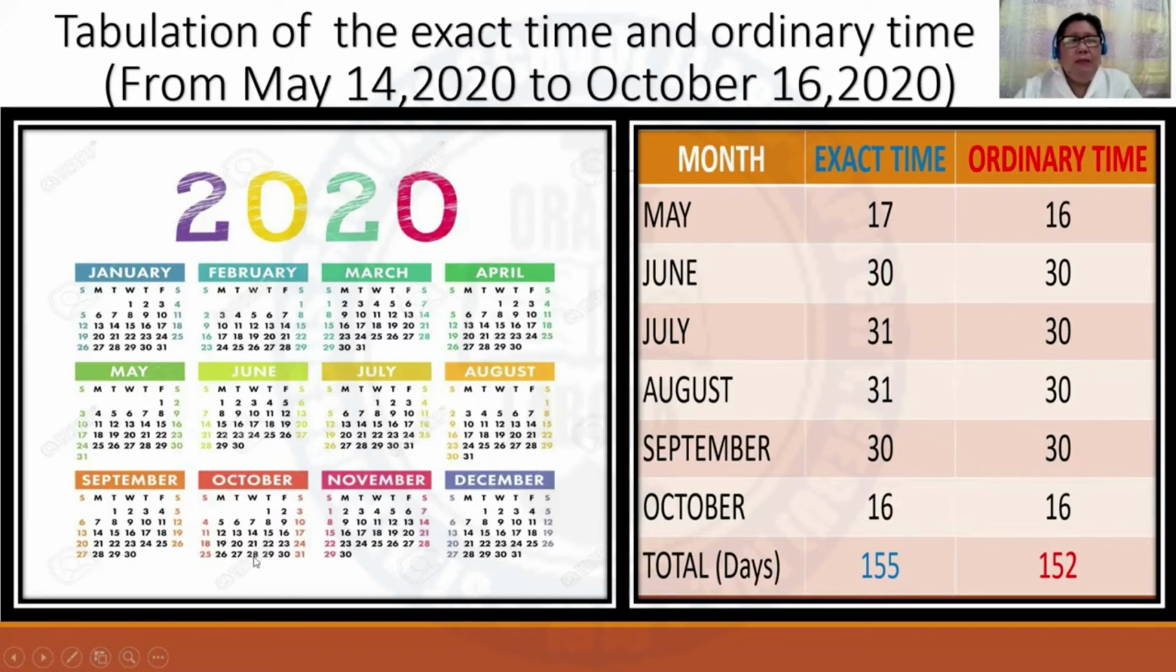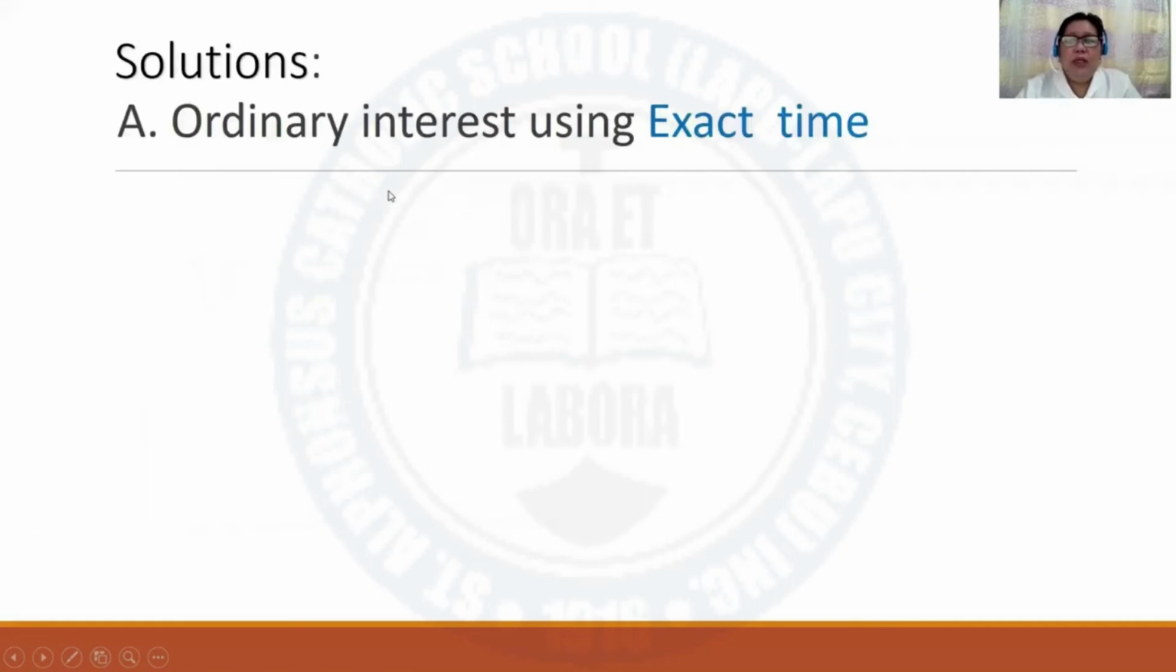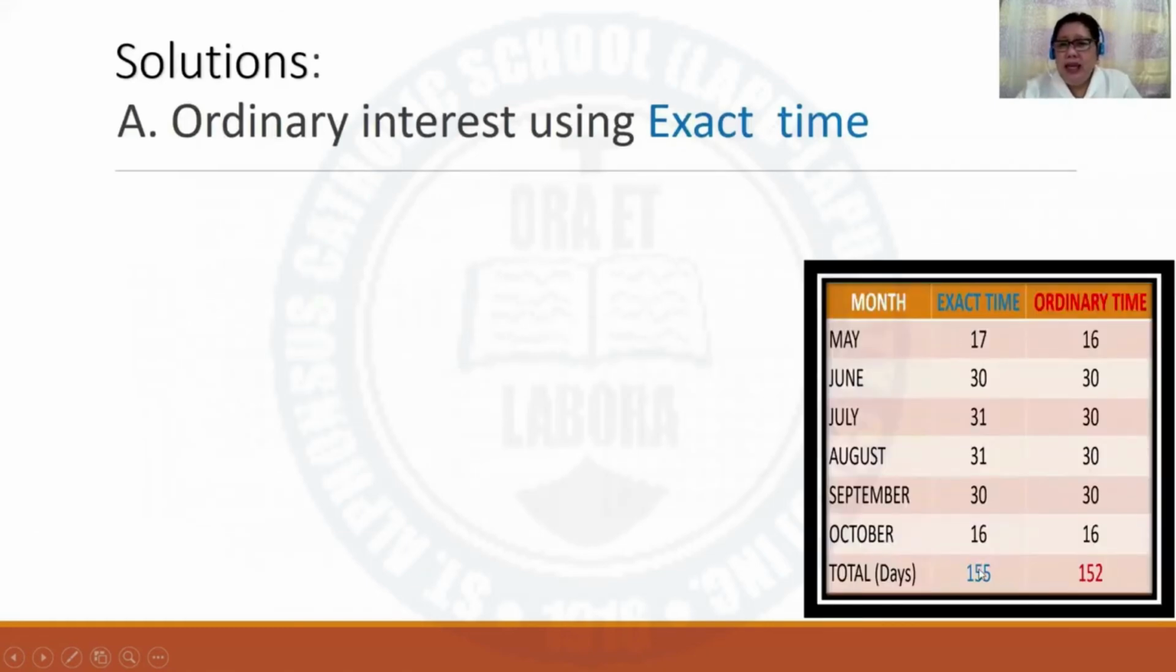For October, the loan will mature on October 16. So from October 1 to October 16, exact time is 16 days as well as for ordinary time 16 days. Then we add all the number of days for the exact time, that is equivalent to 155 days. And adding all the number of days for ordinary time, that is good for 152 days.